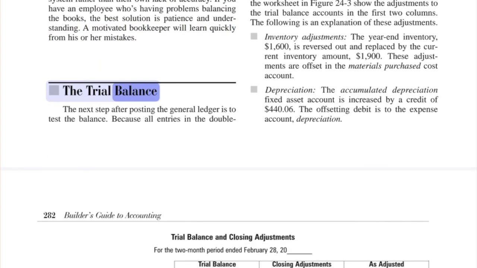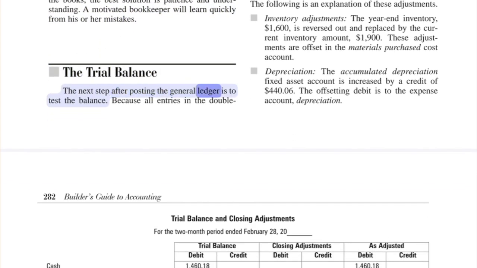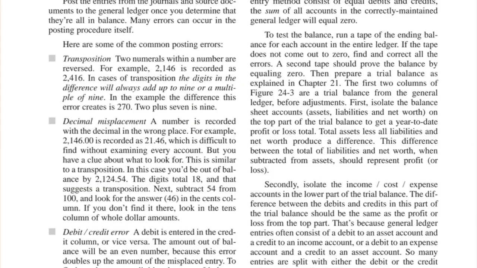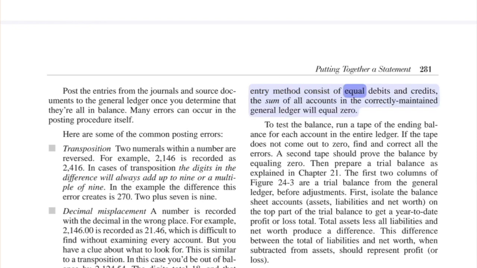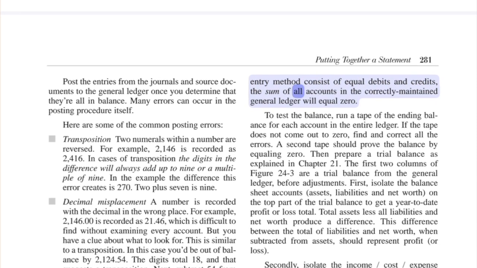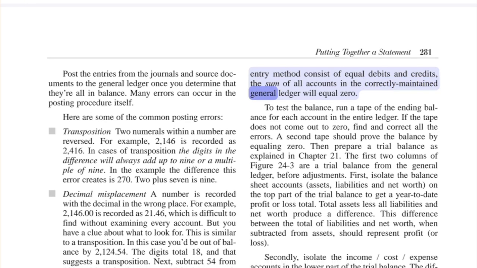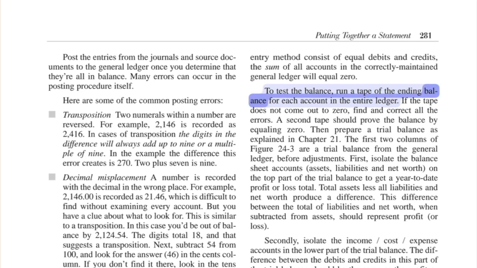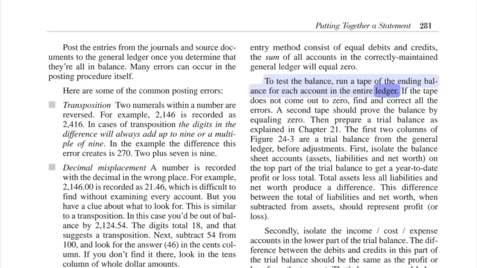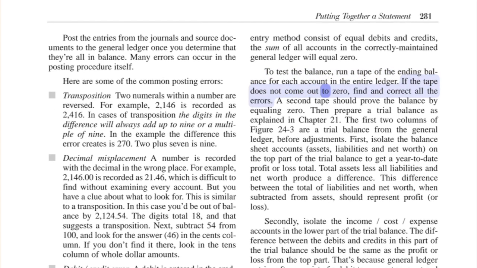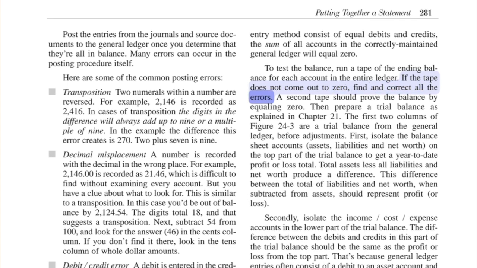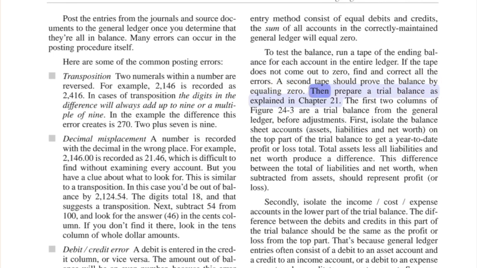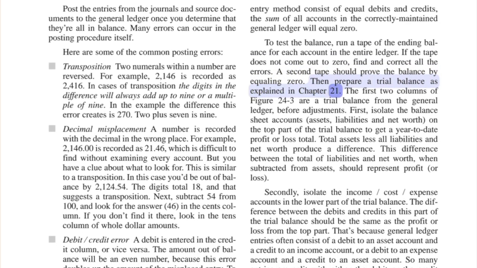The trial balance. The next step after posting the general ledger is to test the balance. Because all entries in the double entry method consist of equal debits and credits, the sum of all accounts in the correctly maintained general ledger will equal 0. To test the balance, run a tape of the ending balance for each account in the entire ledger. If the tape does not come out to 0, find and correct all the errors. A second tape should prove the balance by equaling 0. Then prepare a trial balance as explained in Chapter 21.